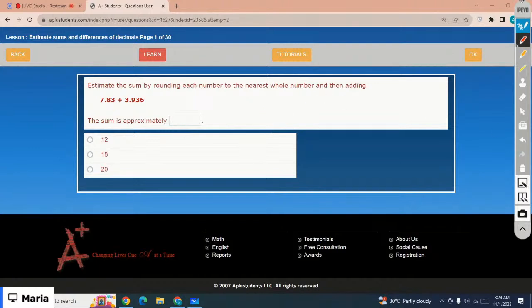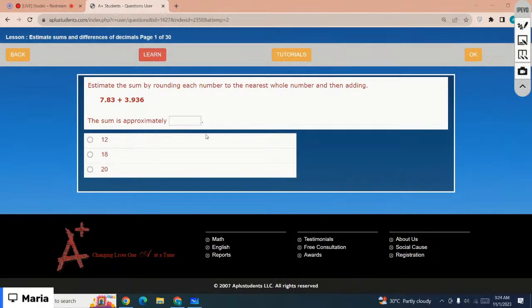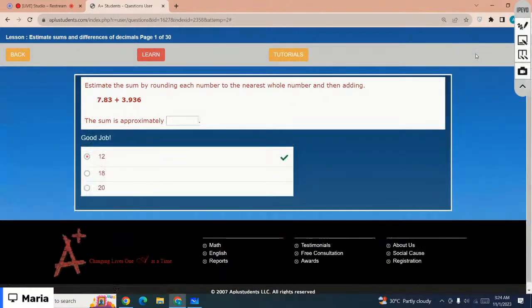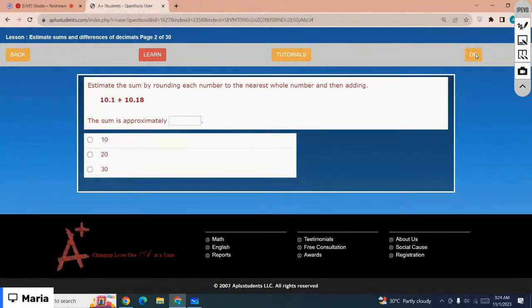Basically, you have to compare the decimal portion with 5. If it is less than 5, you round down to the same whole number. If it is greater than 5, you round up. Got it? Okay, the next one is estimate the sum by rounding each number to the nearest whole number and then adding. You have 10.1 and 10.18.